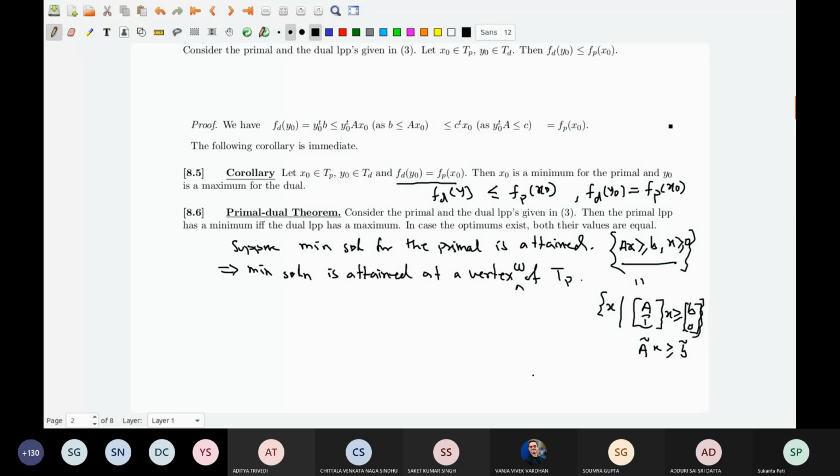Fine, no problem. So what you have now: minimize C transpose x subject to A tilde x greater than or equal to b tilde, and that minimization is attained at a vertex W. Well, I already know in that case by Farkas lemma, C transpose must be a non-negative combination of the rows of A tilde W. So this basically means there exists a non-negative vector lambda, there exists lambda greater than or equal to 0. This is a vector.